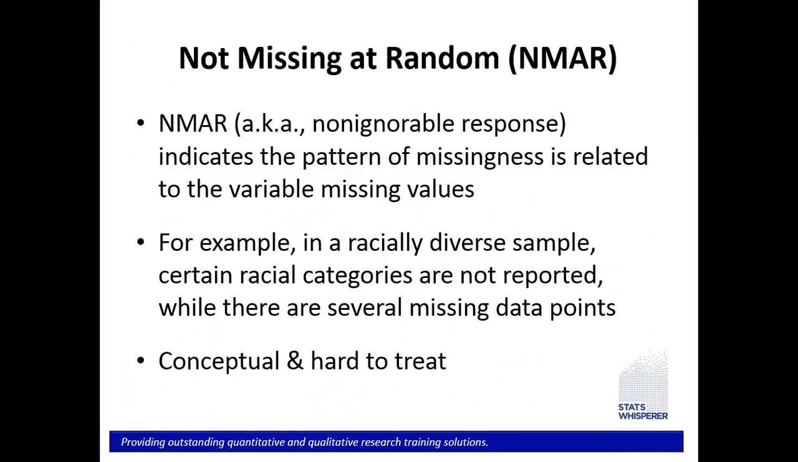Well, what we might assume is that those racial categories were present, but chose not to report who belonged to what racial category, right? So it's very largely conceptual and hard to treat because we know something's missing, but it's hard to estimate what's missing, right? Because we know what should be there, but since there's a bunch of missing values and the things we know should be there aren't there, we know that the things are NMAR.